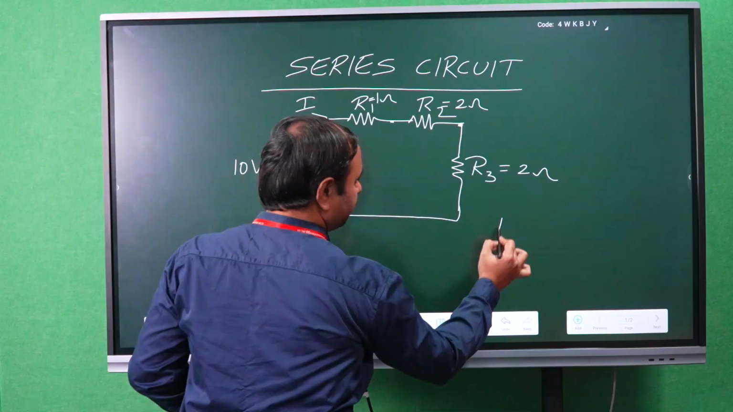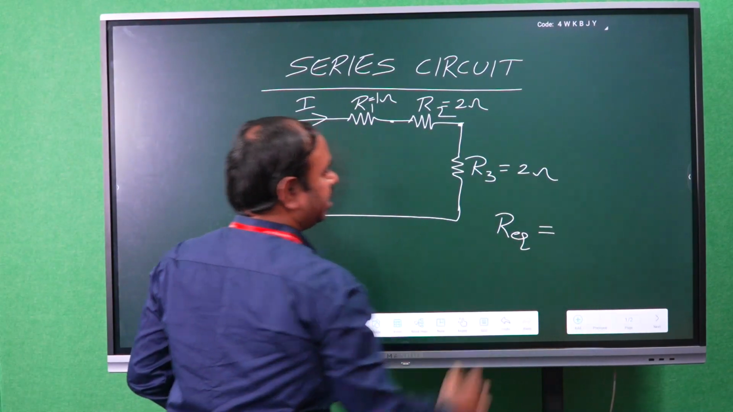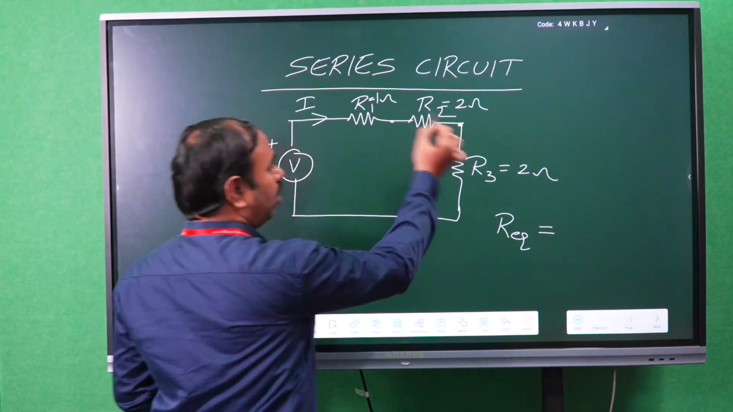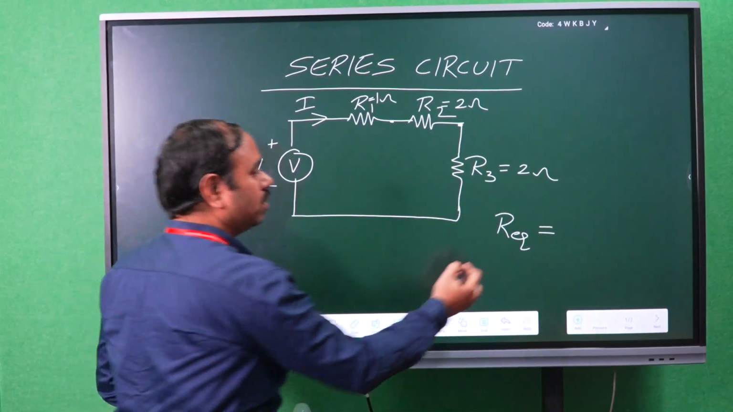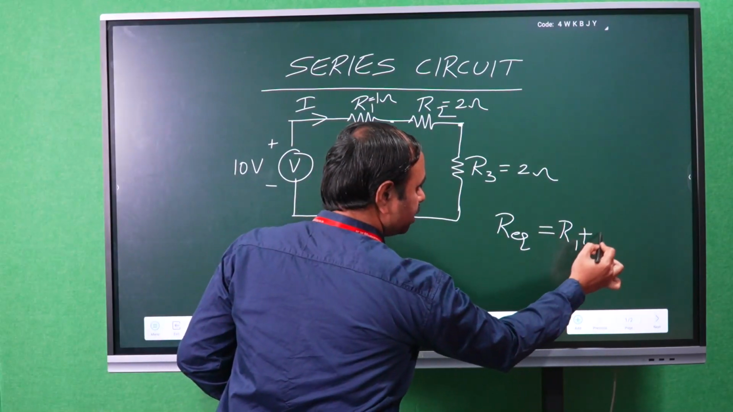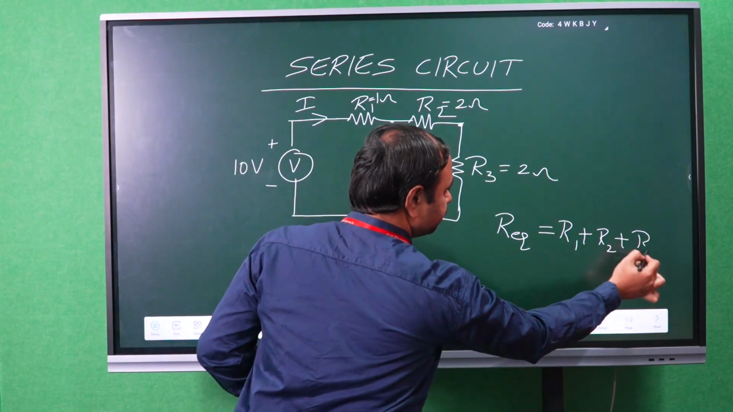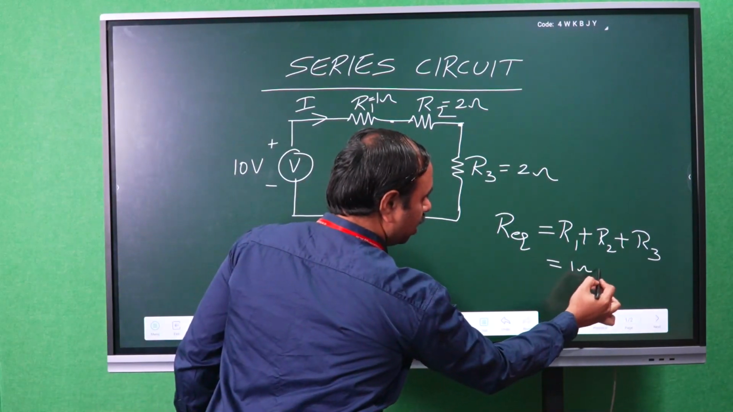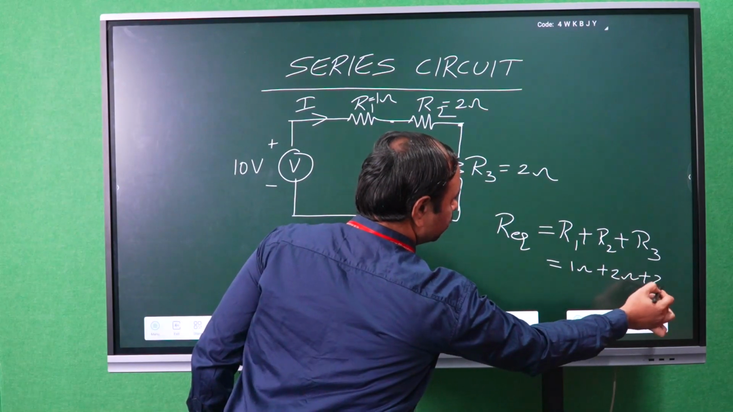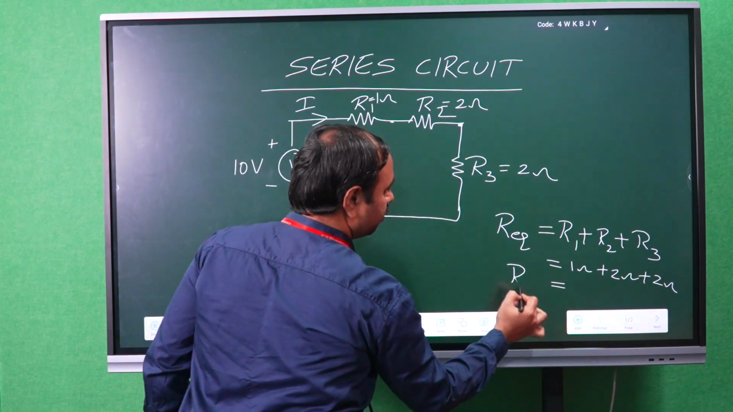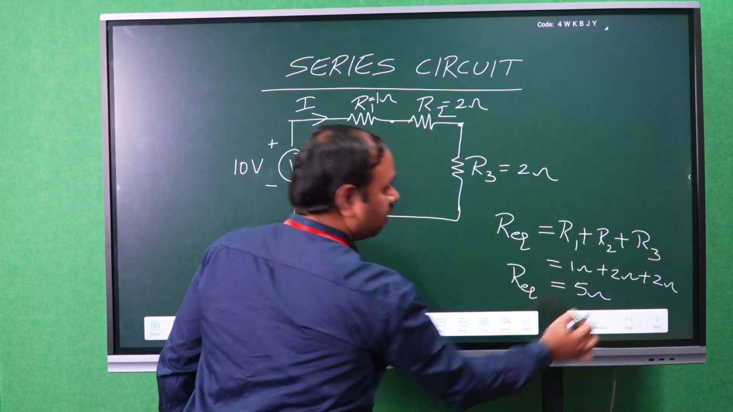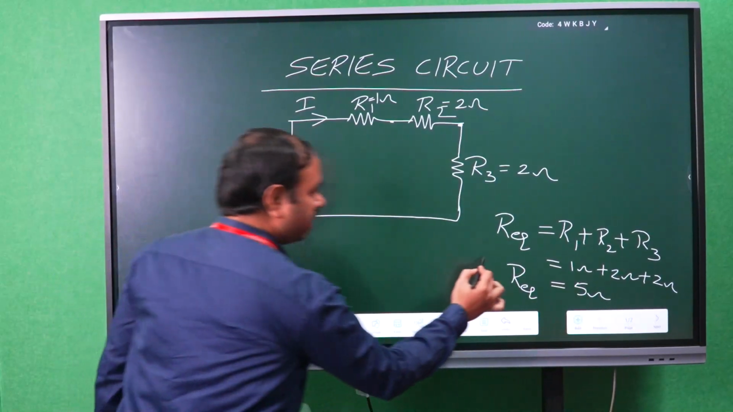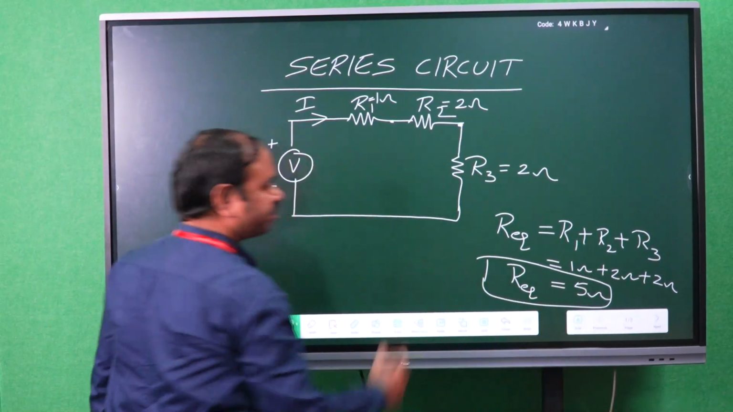So therefore, first of all, you have to calculate R equivalent. In a series circuit, R equivalent means you have to add all the resistances. Therefore, R equivalent becomes R1 plus R2 plus R3, which is equal to: R1 is 1 ohm, R2 and R3 are 2 ohms. Totally R equivalent becomes 5 ohms. 2 plus 2 is 4, 4 plus 1 is 5 ohms. So R equivalent is 5 ohms.